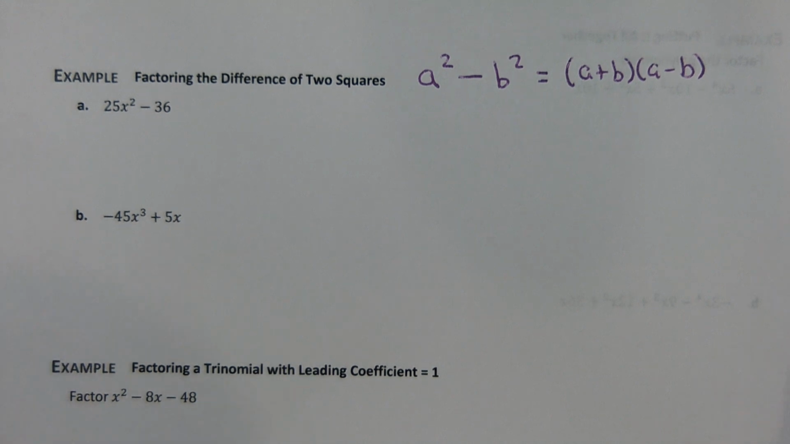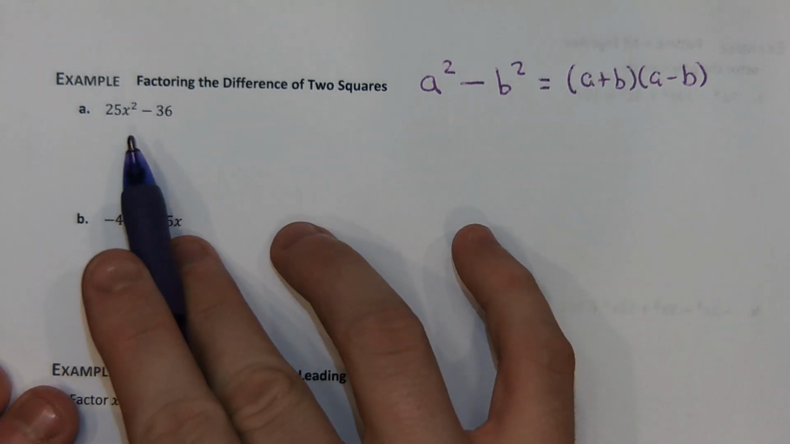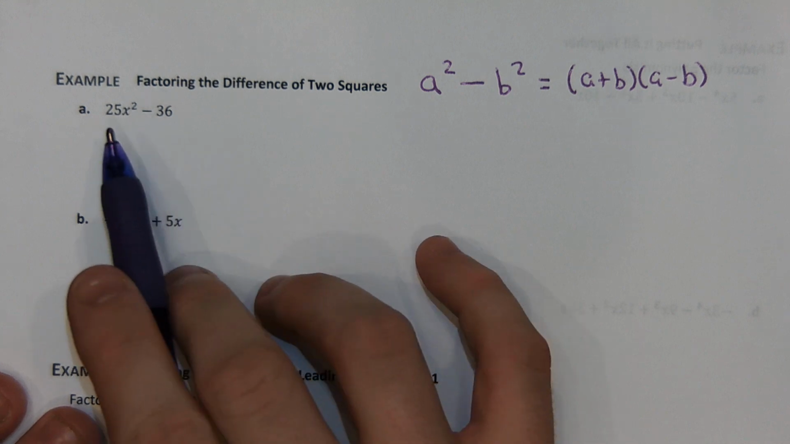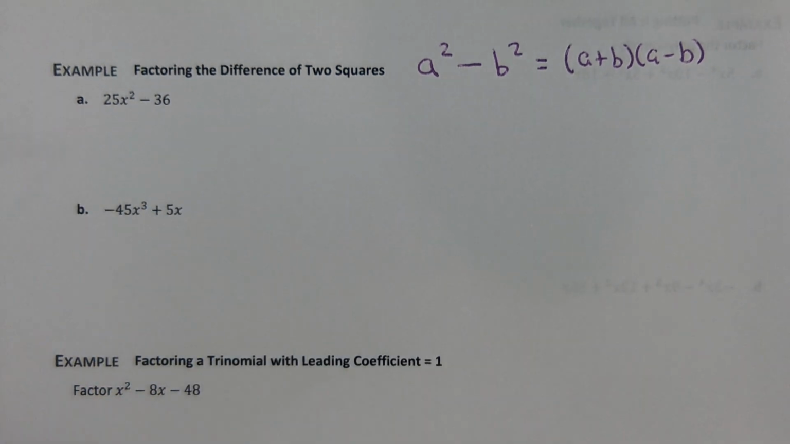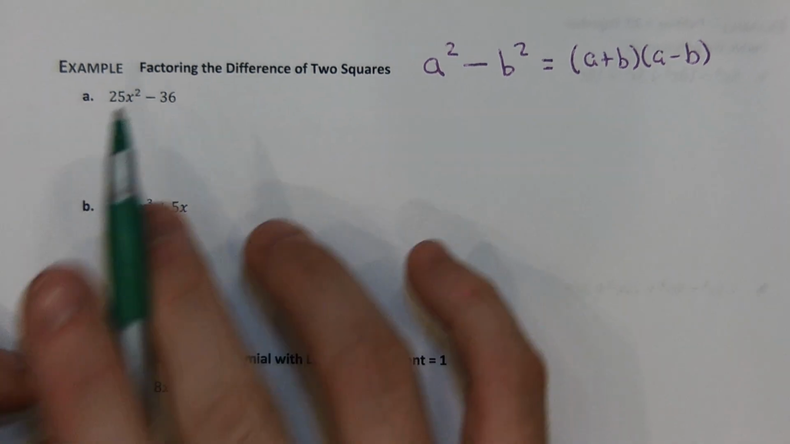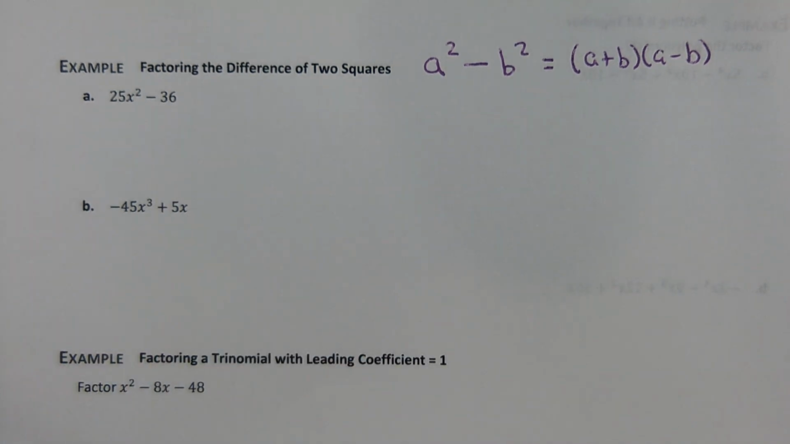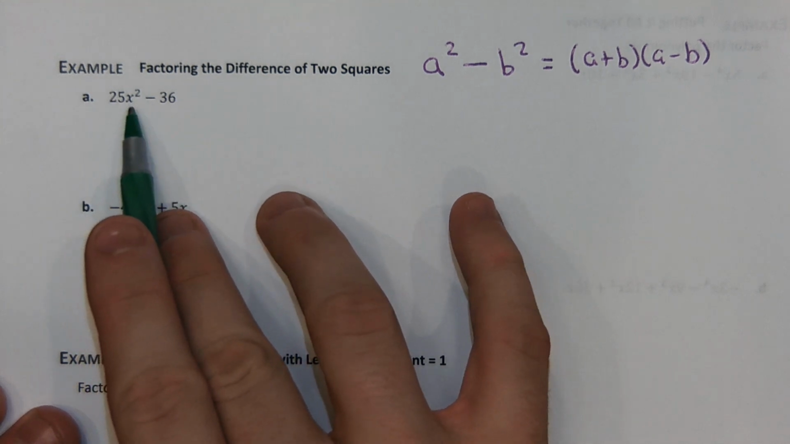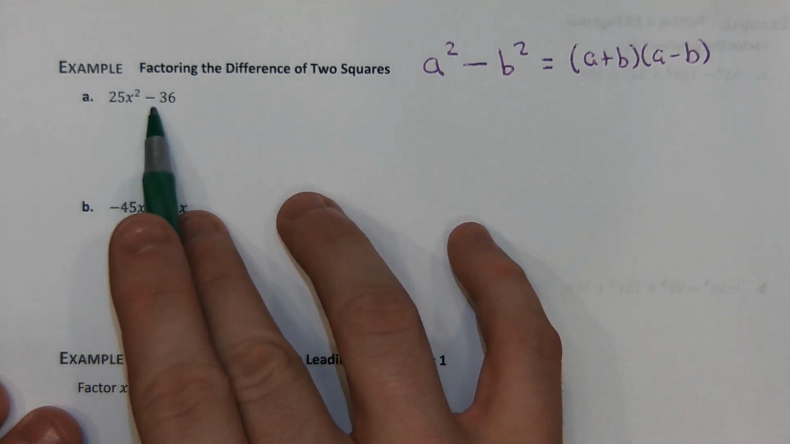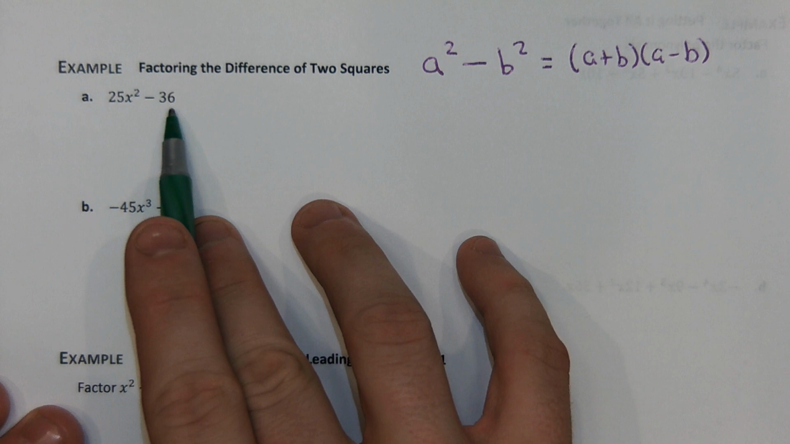So let's see what we got going on. First, always look for a GCF. No, okay, there's no GCF. There is no number that goes into both 25 and 36. This one has no x's to give up, so there's no GCF. But 25 is a perfect square, and so is x squared. There's the minus sign, and 36 is a perfect square.